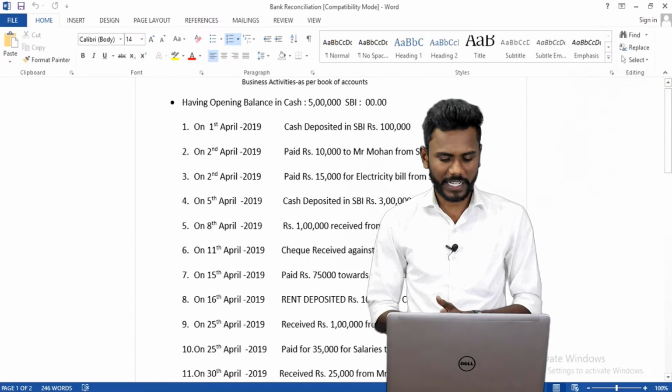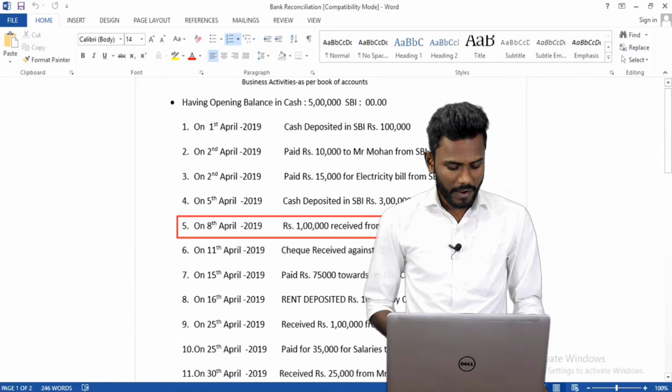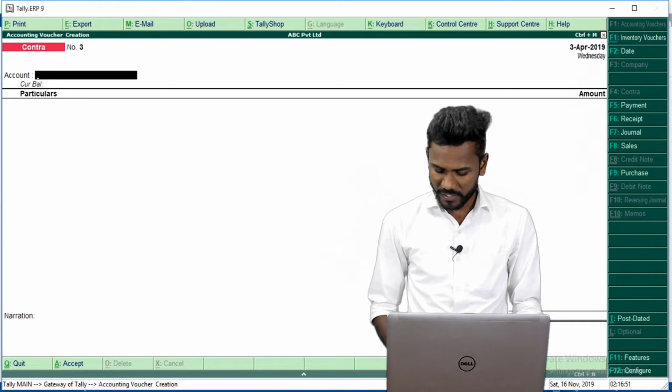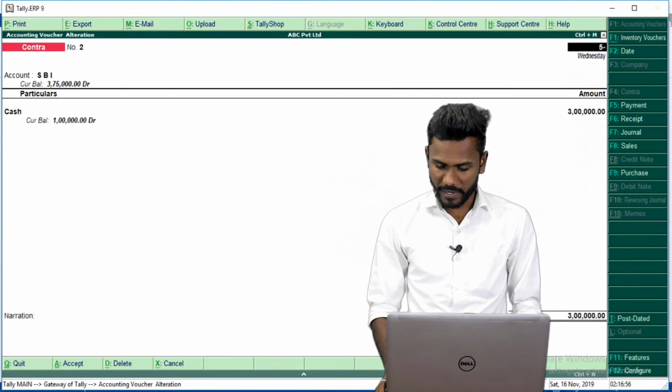Next we have the next transaction, that on 8th April. Just wait a moment, it is actually happening on a different date, so press Page Up and change the date to 5th April.